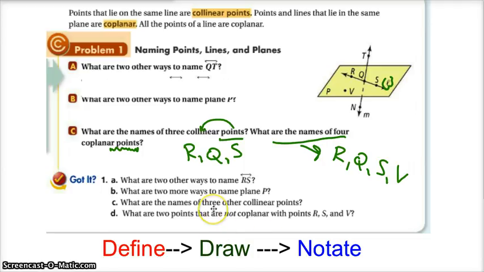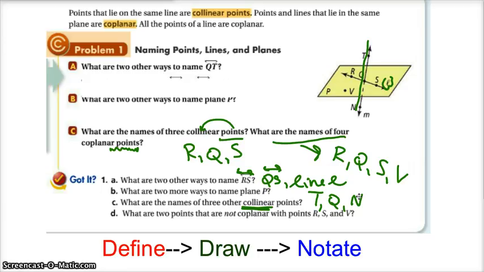And the got it exercise. What are 2 other ways to name line? I read the word line, RS. I could call it QS with the line on top, line L, so on and so forth. What are the names of 3 other collinear points? Collinear means all lying in the same line together. Do you see another line in this picture? It says pencil going through the paper. I see a T, a Q, and an N, all living on the same line.